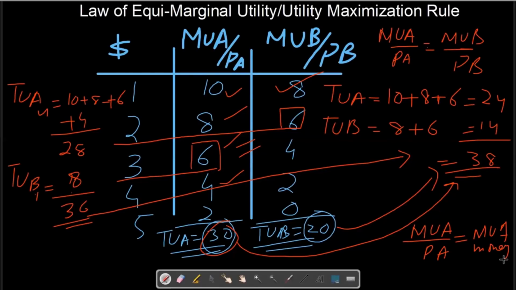Product A can be any product, let's say it's apple, and divided by price of apples must be equal to the marginal utility of money. And we also assume that marginal utility of money is kept constant and it does not change.